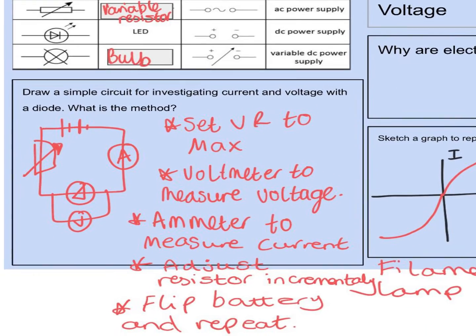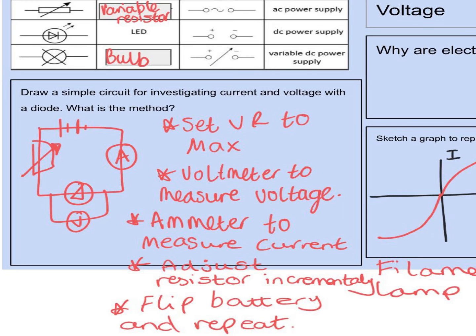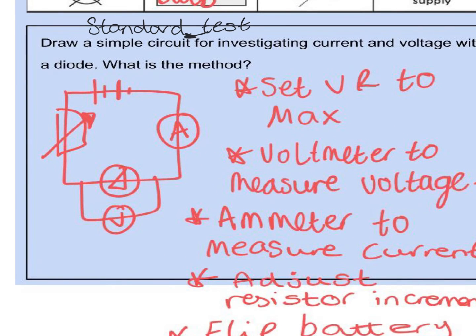Okay, draw a simple circuit for investigating current and voltage with a diode. What is the method? So here's a simple circuit, or standard test circuit. A standard test circuit is another word they might use. So remember your voltmeter always comes off in parallel. That's the symbol for diode, variable resistor, battery, and an ammeter.